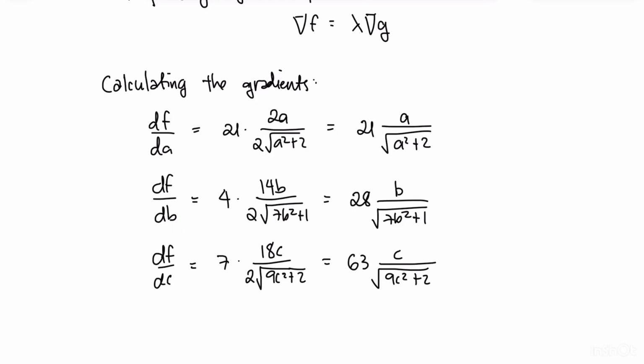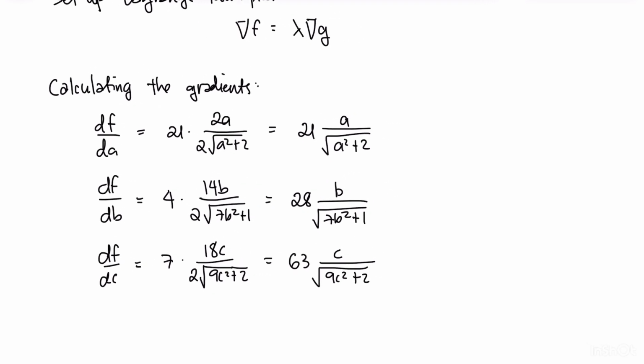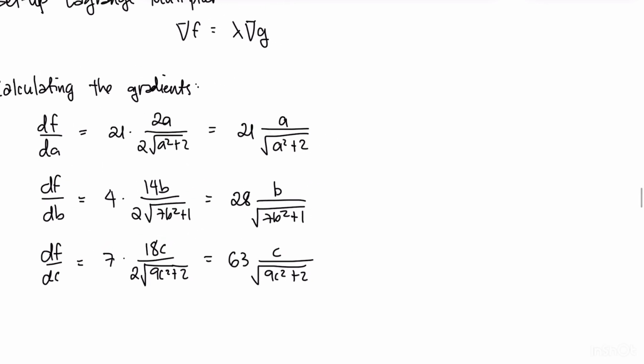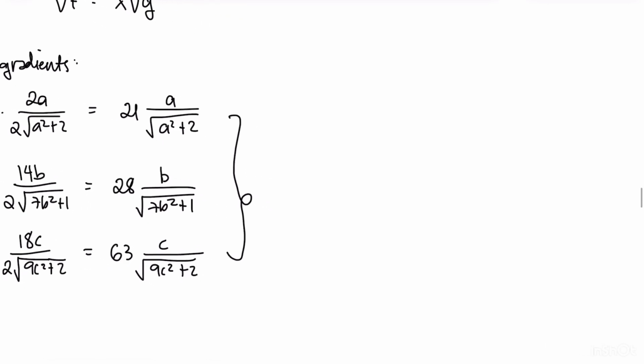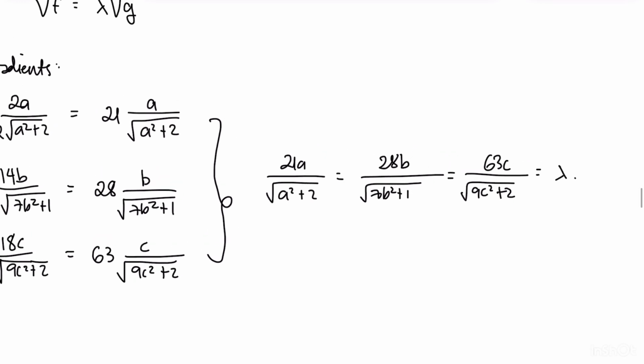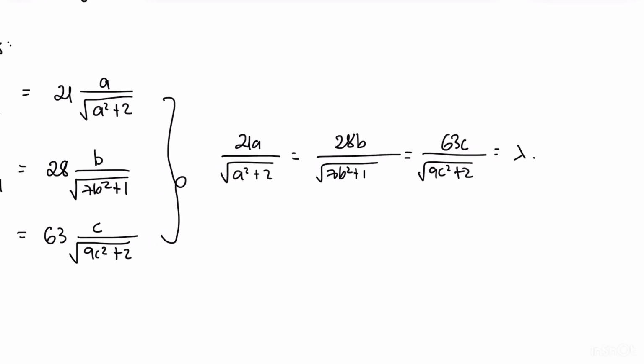So now we have these three gradients with respect to a, b, and c. We're going to equate these three together with lambda. So I'm just going to put it on the right side. So it's going to be 21a all over the square root of a squared plus 2, which is equal to 28b all over the square root of 7b squared plus 1, equals 63c all over the square root of 9c squared plus 2, which is also equal to lambda. So these are the Lagrange multipliers.